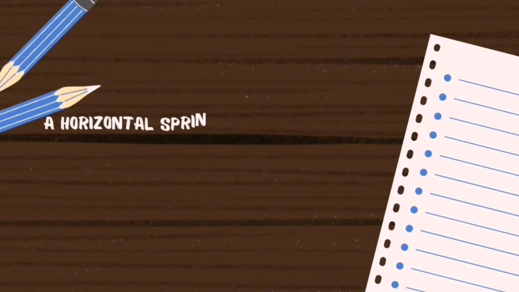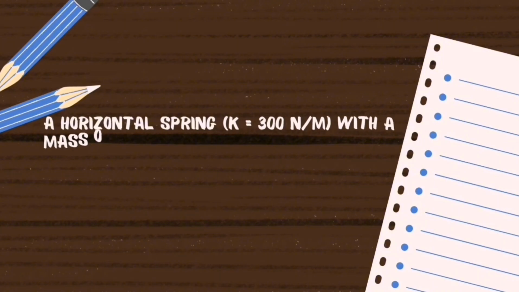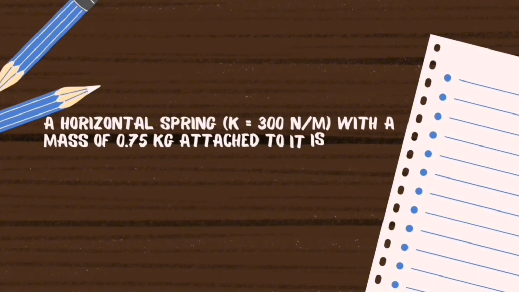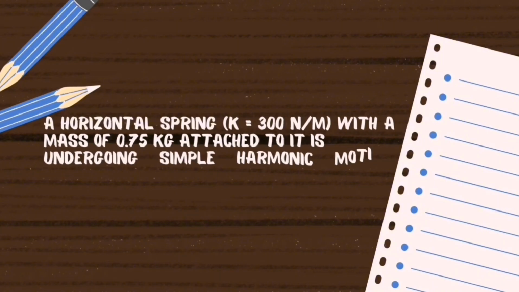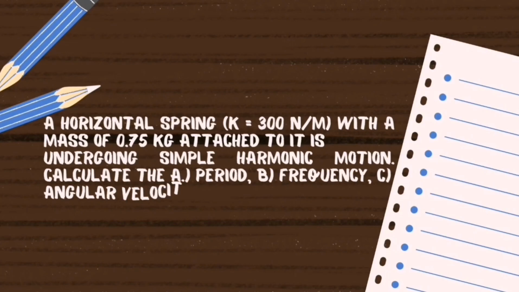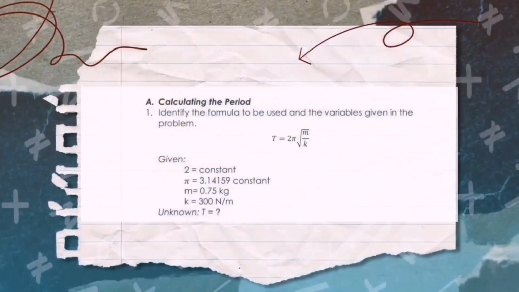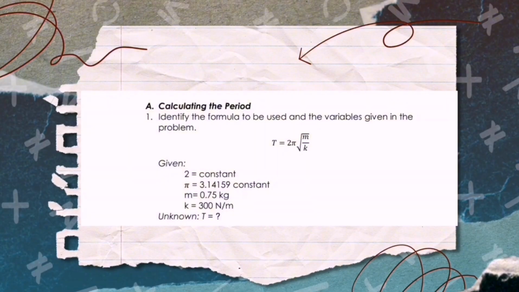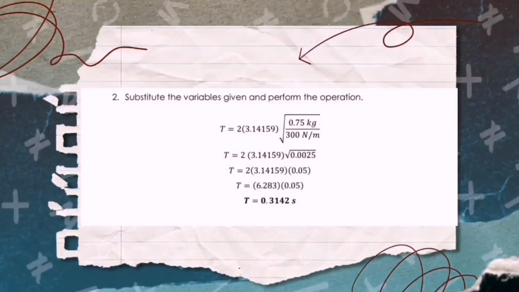Let's put this rhythm to the test with a classic example. Suppose we have a spring with a stiffness k equals 300 newtons per meter and a mass of m equals 0.75 kilograms. We'll find all three: the period, frequency, and angular velocity. Watch how quickly we uncover this natural beat.